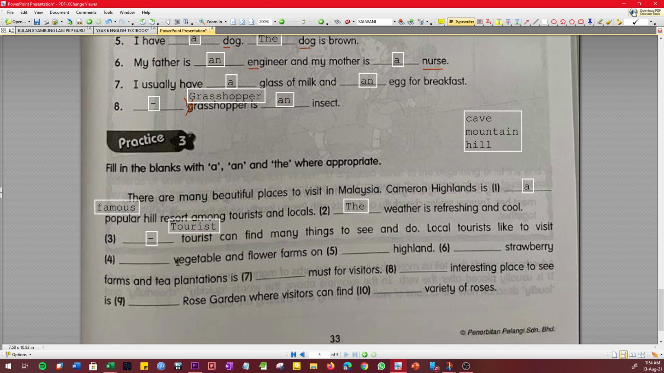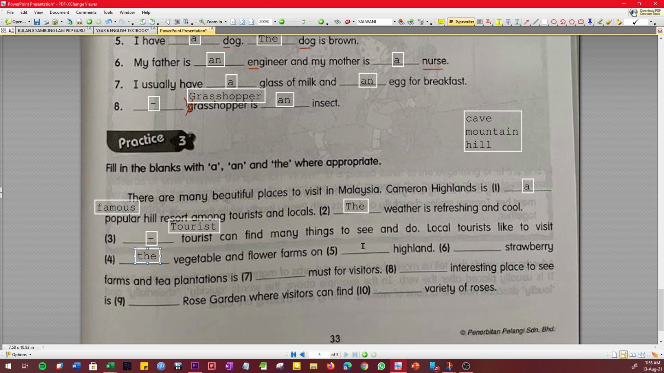Spesifik dan juga plural. Kebun. Kebun apa? Kebun bunga. So, specific. Right? Vegetable, kebun apa? Kebun sayur. Specific. Right? Plural satu lagi sebab ada banyak. Right? Farms. So, the answer is the. Specific. Very specific.